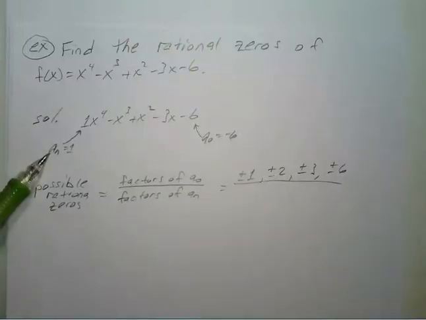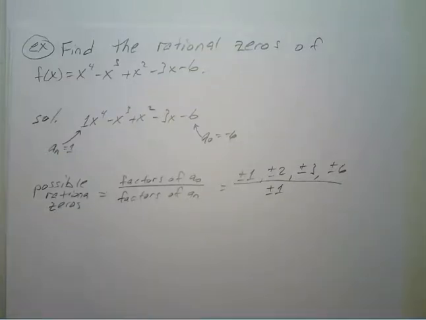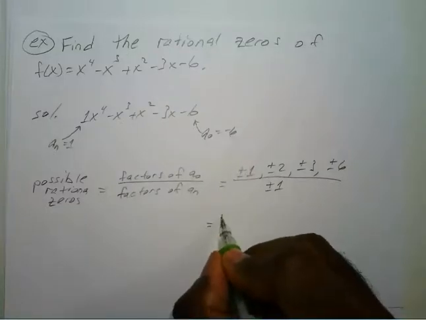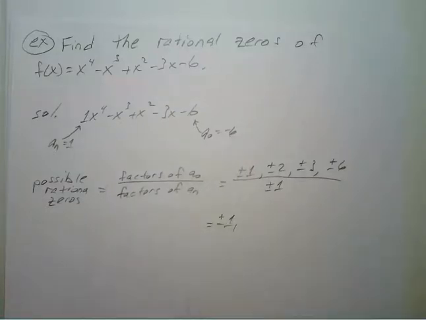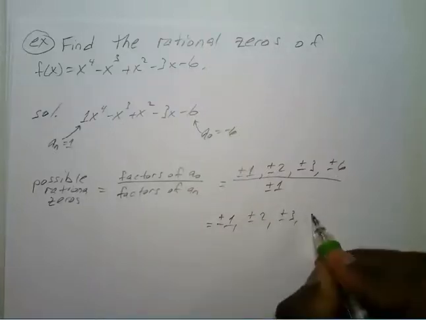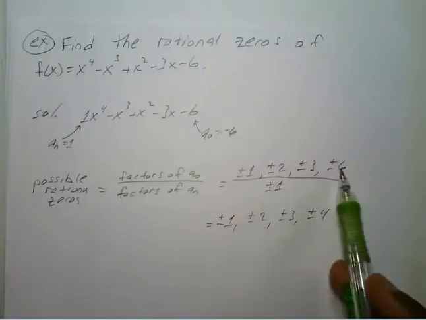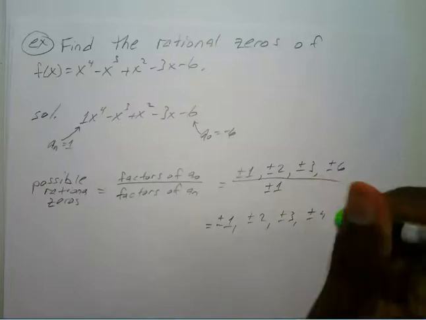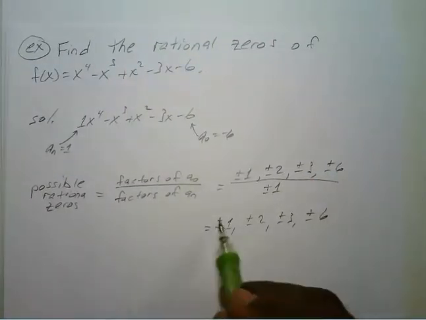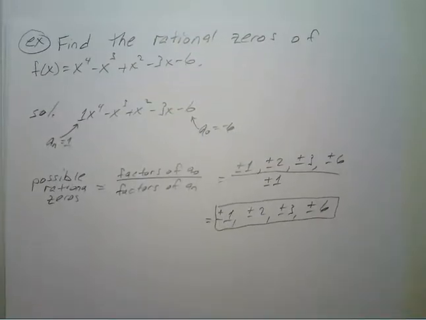What about a sub n, which is 1? You can divide it by positive or negative 1. So every combination here is going to equal positive or negative 1, positive or negative 2, positive or negative 3, and positive or negative 6, because you have 1 over 1, 2 over 1, 3 over 1. Sorry about that, positive or negative 6. So these are all of your possible rational zeros.